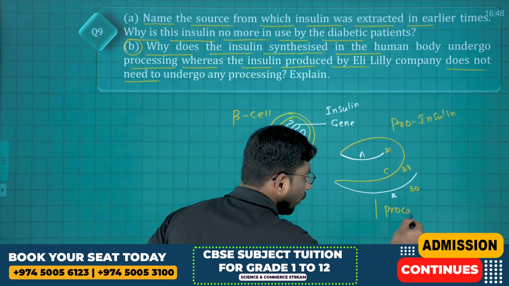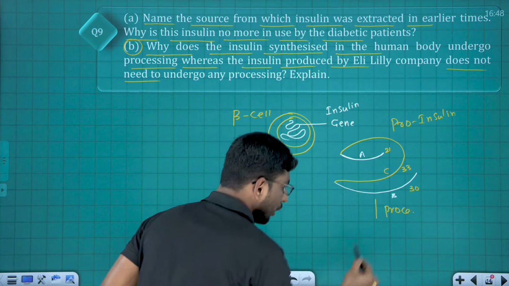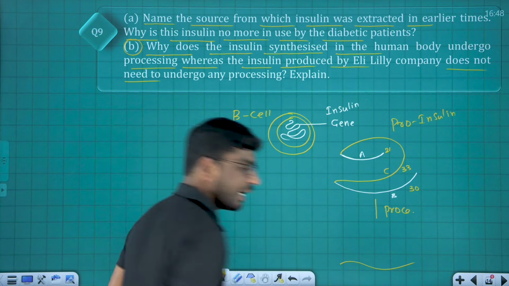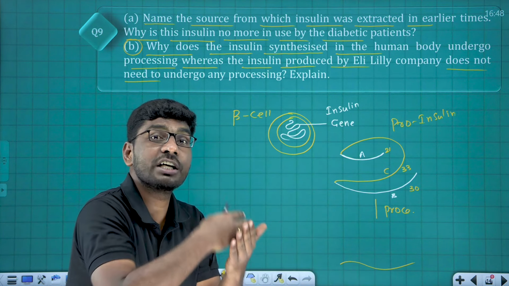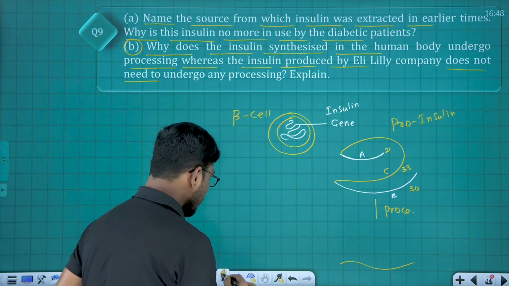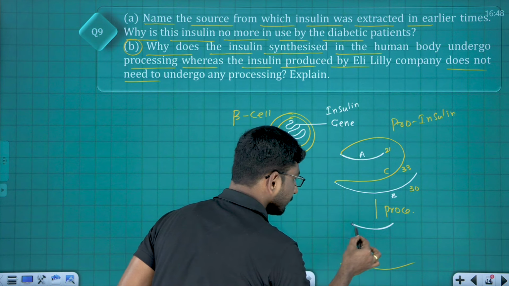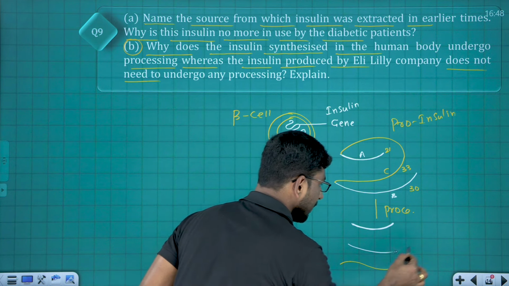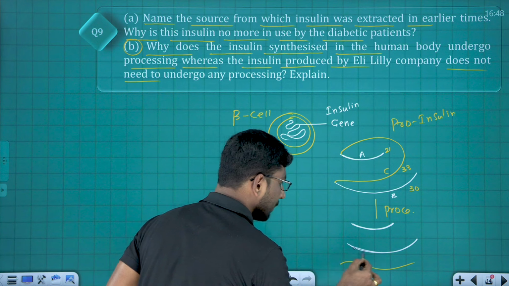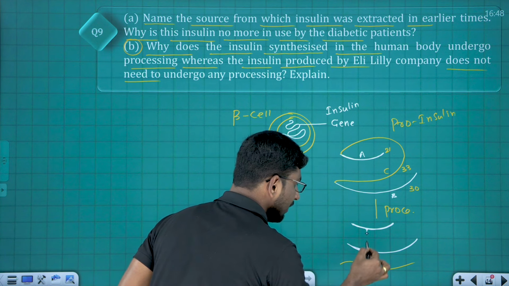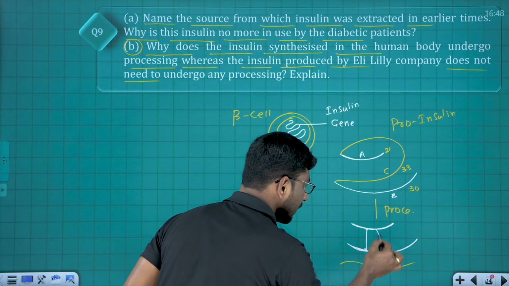Undergo processing. What kind of processing? This C polypeptide chain will be eliminated. This C polypeptide chain will be removed, and between the A and B polypeptide chains, look at it, this is the A polypeptide chain, and this is the B polypeptide. Between these two polypeptides, disulfide bond formation takes place.